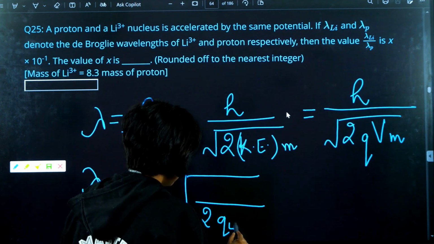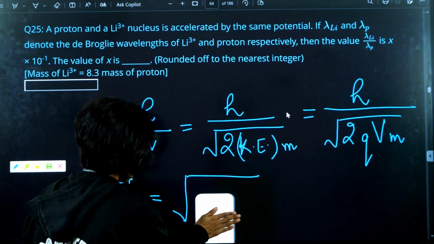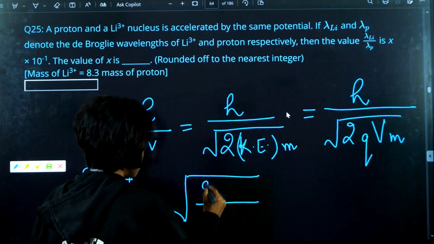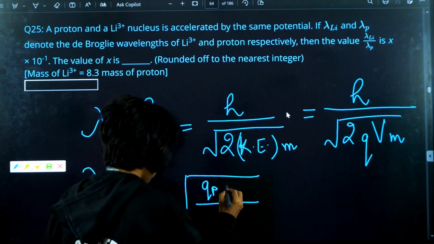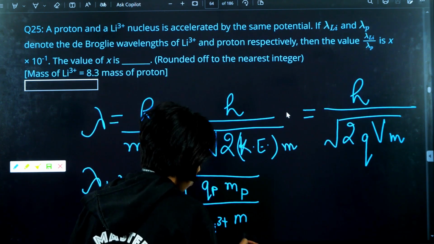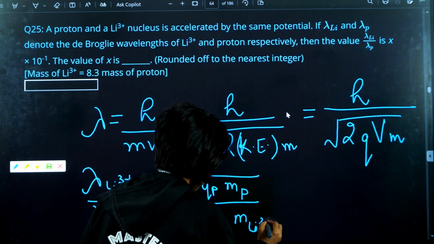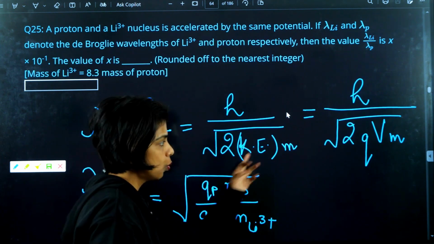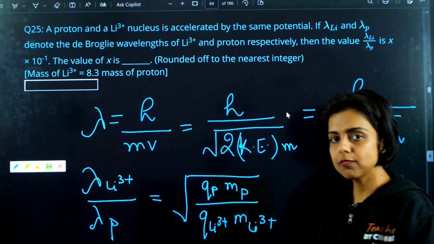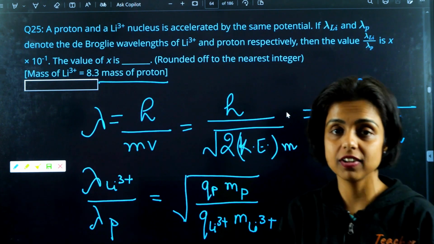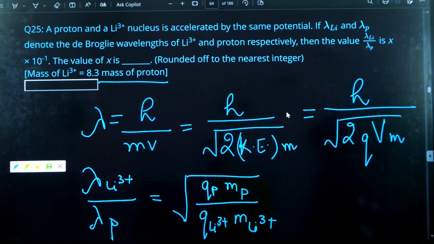2Q for the lithium ion. Let me write. 2 gets cancelled, V gets cancelled. Charge on proton, mass of proton upon charge of lithium ion, and mass of lithium ion. Right? Because they are accelerated through the same voltage. So just put the value, and of course, please note down this information, what they have given us, right? So this is the information. So please read the question thoroughly, nicely.